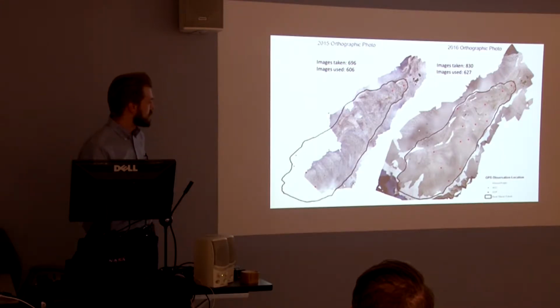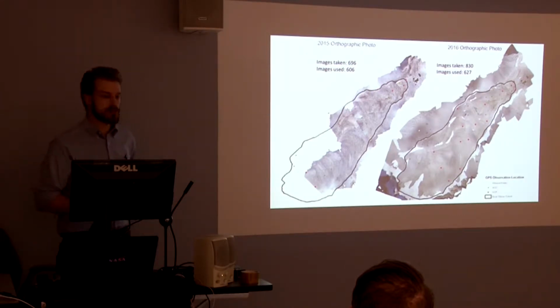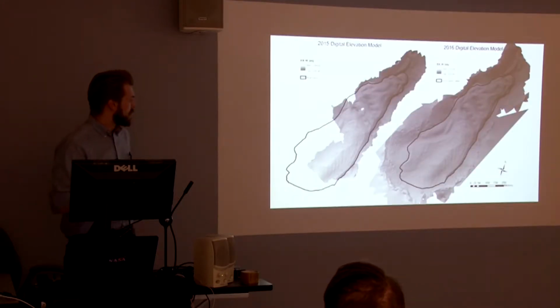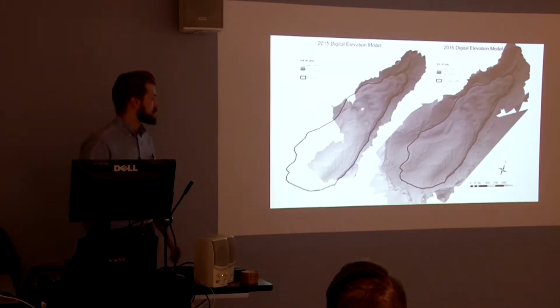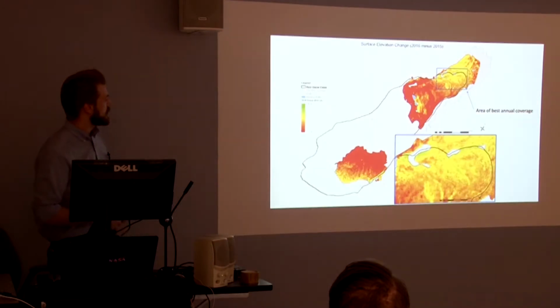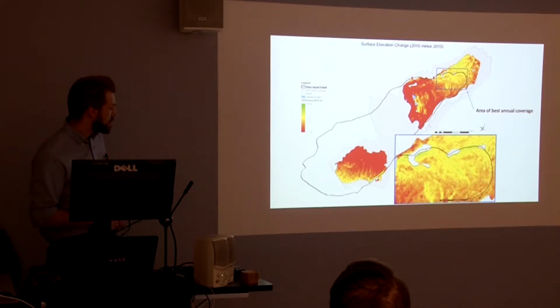Given this mismatch, previous analysis that was conducted by John Morgan Manos focused on some of the better mapped parts of 2015 and a comparison between the two of some of the lower lobes of this rock glacier. So these are the elevation models that were derived, and these are some of the surface elevation changes that John Morgan was able to put together.